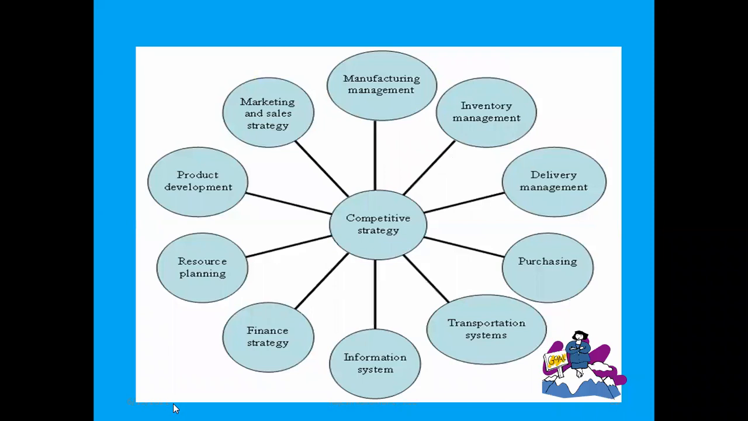So if you see the competitive strategy, what does this competitive strategy require? First one is manufacturing management. Second one is inventory management. Third one is delivery management. Fourth one is purchasing management. Fifth one is transportation systems.